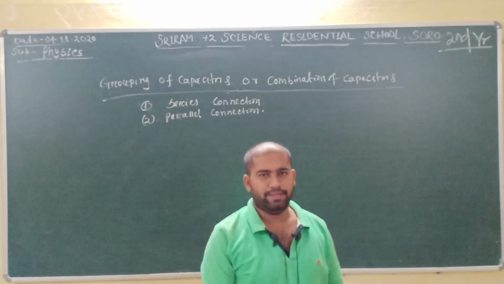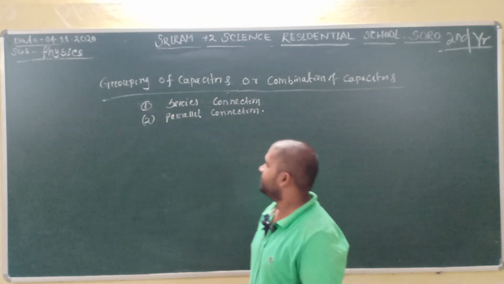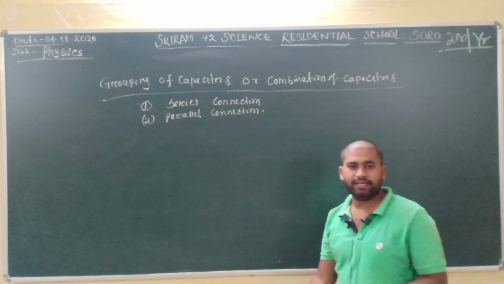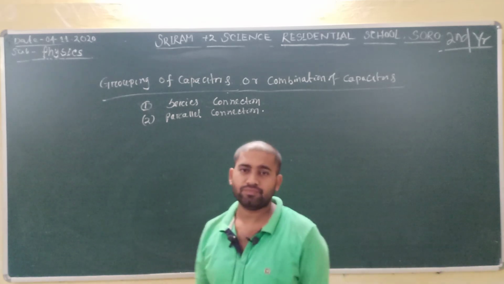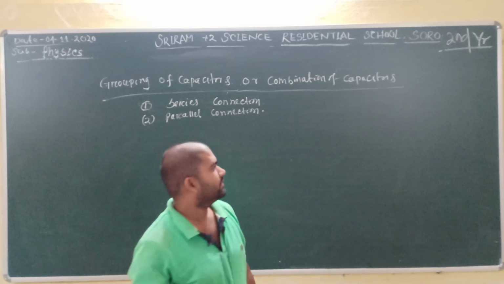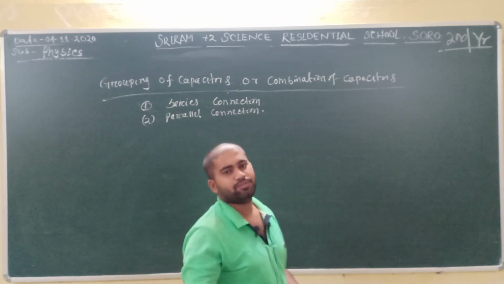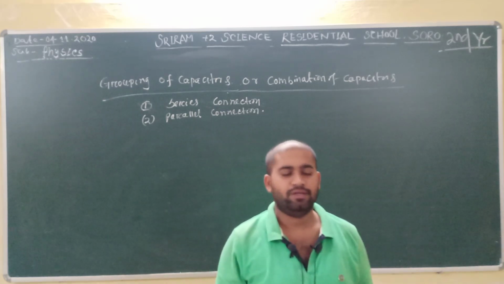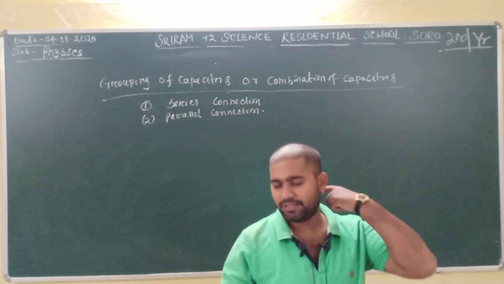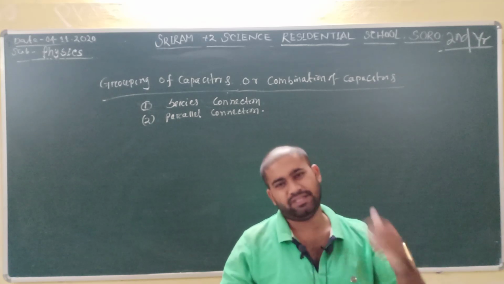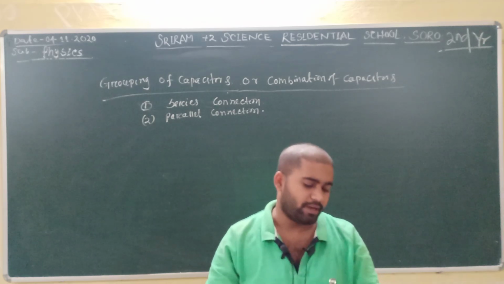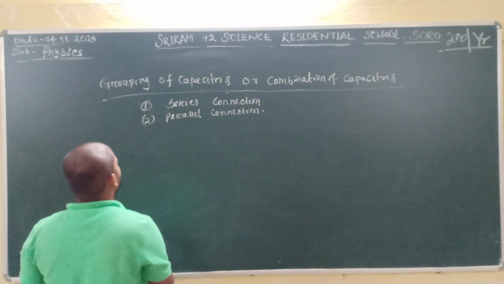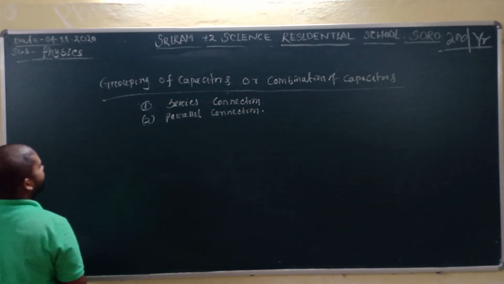If we join a number of capacitors over one wire, then the combination becomes a series combination. And if we place the capacitors on different wire connections, then the combination becomes a parallel combination. Let's understand what the series and parallel combinations say.